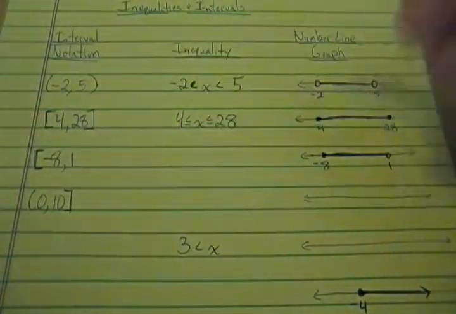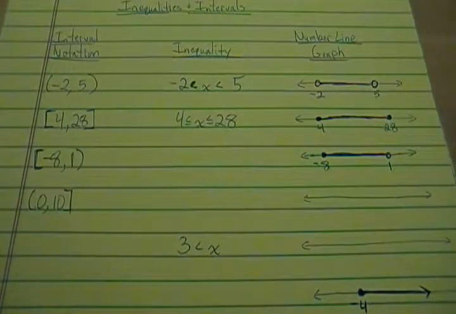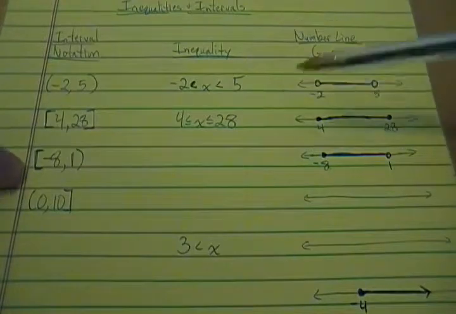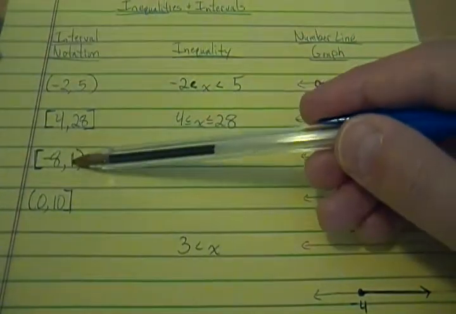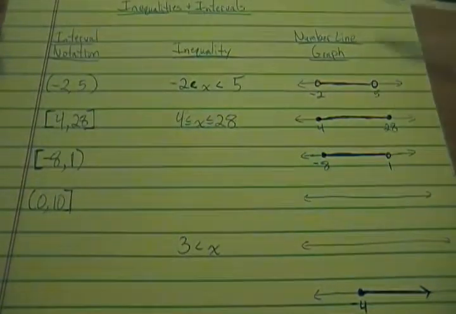So in interval notation, if the number is not included, we give it a curved parentheses. All right, so that would be our interval notation for the numbers starting at -8, including -8, and going all the way up to 1, but not including 1.